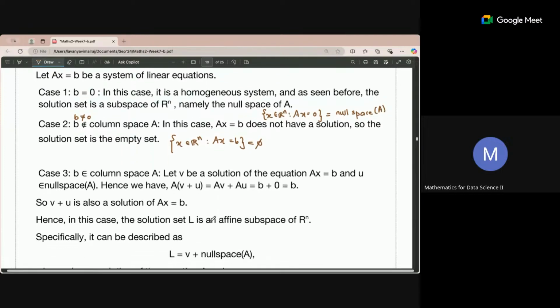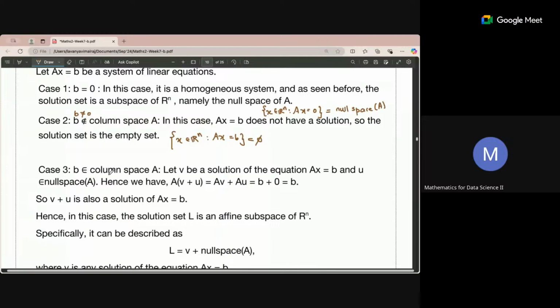Now the next scenario is when B is in the column space of A. You know that when B is in the column space of A, it means there are solutions for the equation Ax = B. We don't know whether it is unique or not unique, but we know that the solution exists. So let V be a solution of the equation Ax = B and U be some element of the null space of A.